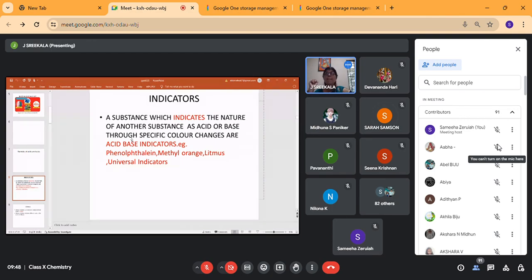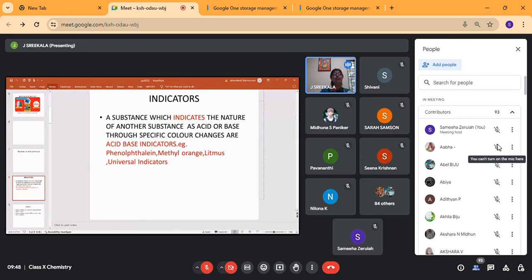Anything else you know? Purple cabbage, red cabbage, then hibiscus flower extract. These are all natural indicators. In the laboratory, we use chemicals as indicators. Even the extract of a plant called lichen is litmus. Litmus is of two types: blue litmus and red litmus.